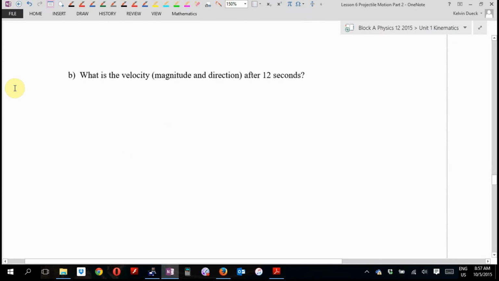What is the velocity, magnitude, and direction after 12 seconds? You know what? I have a feeling it's probably on the way down. How could I figure that out? Because you're a good test writer? No, I mean, how could I prove that? I am a good test writer, but how could I prove that? How did we figure out that it was on its way up?